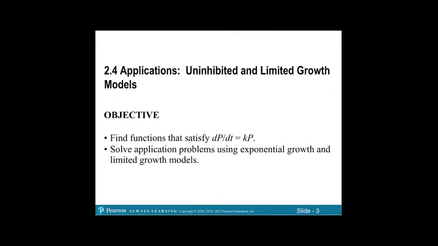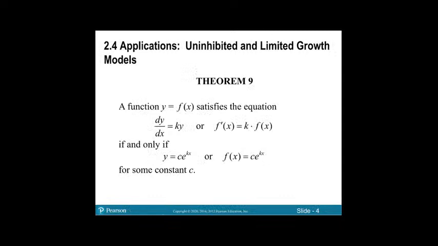We have this theorem that says that a function y equals f of x satisfies this equation, dy/dx equals ky, or f prime equals k times the function, if and only if y equals ce to the kx, or f of x equals ce to the kx for some constant c. So if we were to differentiate here, c is a constant, right?